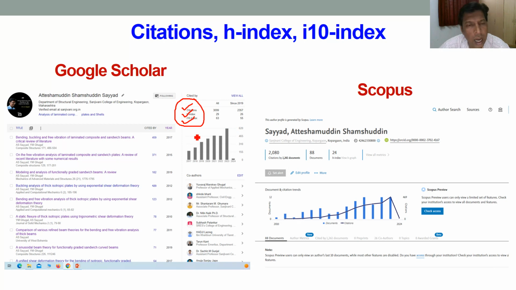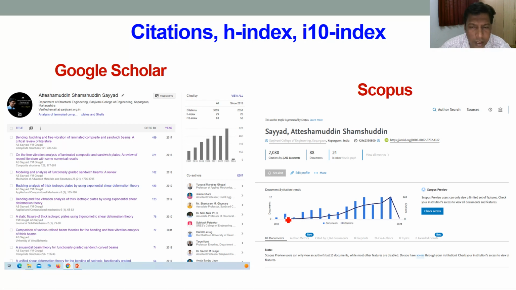Of course, the i10 index is given only by Google Scholar, not by Scopus. Internationally, globally, if you want to compare researchers or see the impact of researchers, the only indicators are the H index of that author and the number of citations that author received.